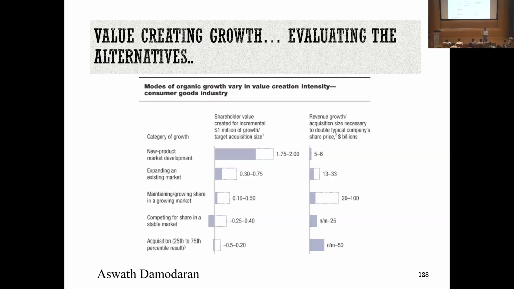It's a very strange graph. I don't know why they did it this way. The way to read this graph is they measure how much in additional value you get for every $1 million that you invest in a particular way of trying to grow. At the top of the list was coming up with a new product. $1 million invested creates between $1.75 and $2 million in additional value. So what would be an example of a company that created a new product, reinvented itself?